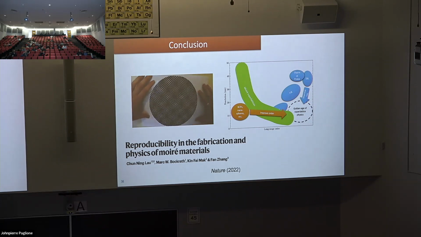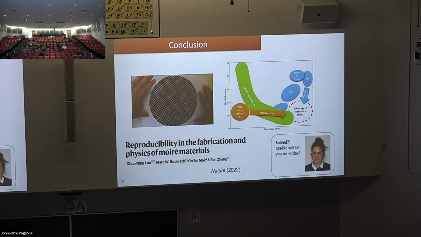It's not called a crisis yet, but there are a lot of very high-profile papers showing extremely interesting physics that is not reproduced by any other group at this point, which should be a red flag. I think we might have some of the solutions to this, but Mael, sitting here, will tell you all about it on Friday. So if you stick around, it's going to be a fantastic talk.